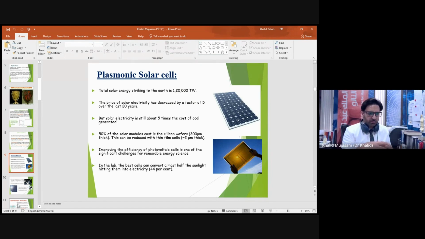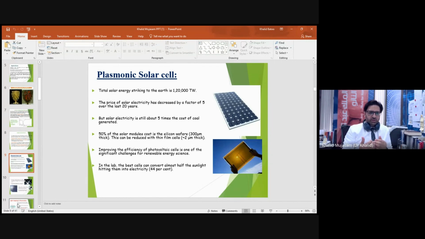We don't have much cloudy weather here, as compared to India. So in a solar day, if we consider an average, the total solar energy striking the Earth is 120,000 terawatts. So this is a huge amount of energy which can be used.